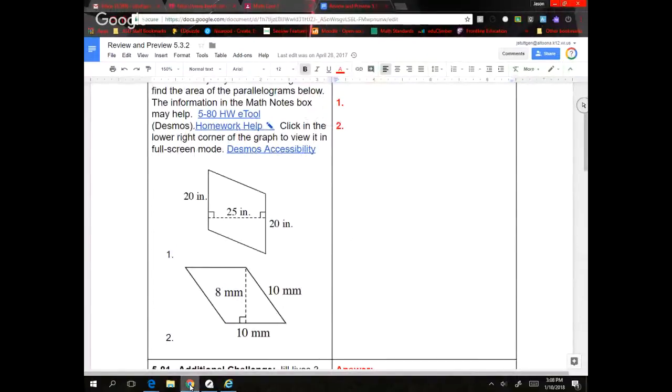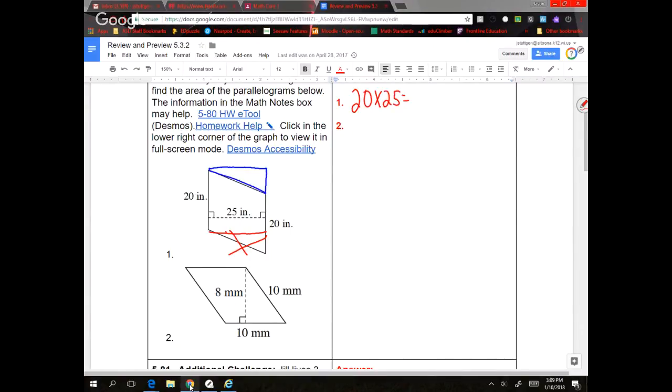5.3.2, first one. We have to find the areas of these two parallelograms. So I'm going to show how I would think about this. What I would do is cut it here like we talked about in class, take that triangle and slide it up to here, and now it would be a rectangle because it's cut right there and this part down here is gone. So we really have a 20 by 25 inch rectangle. That gets us an area of 500, and its units are inches squared.